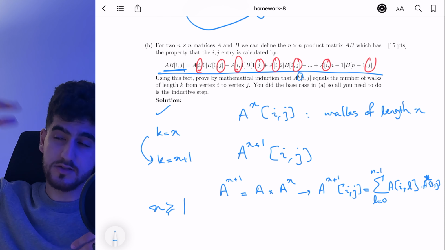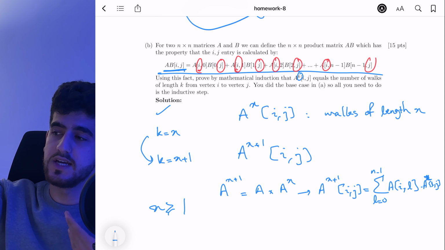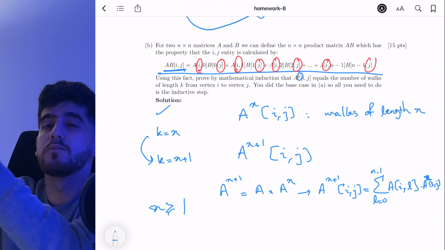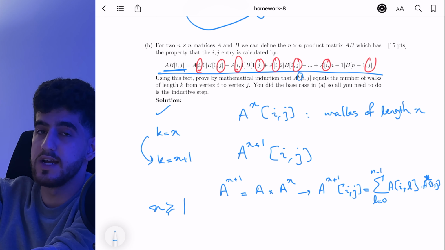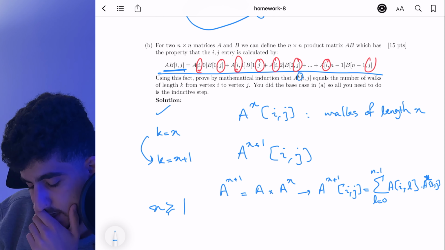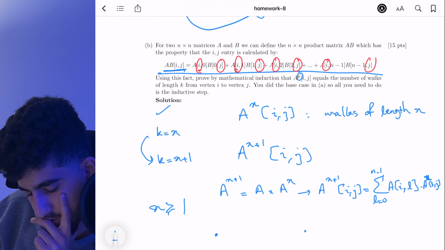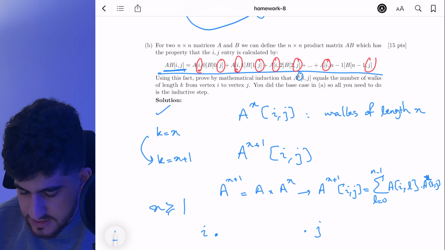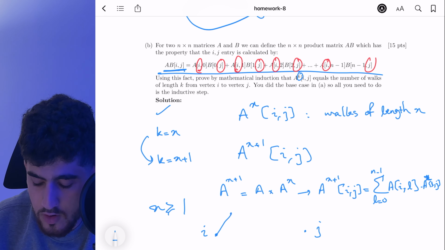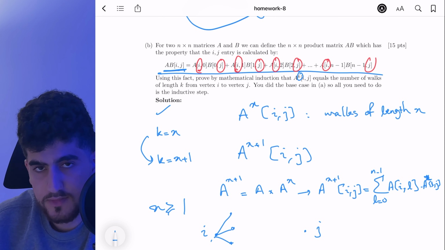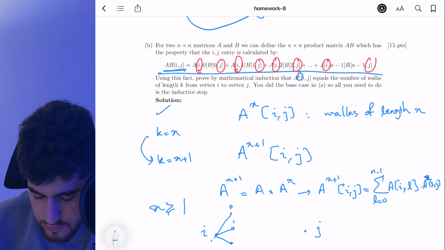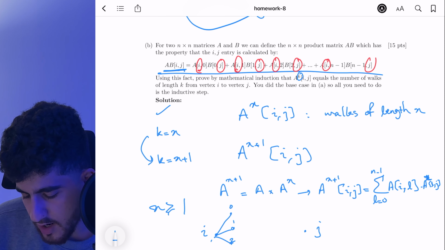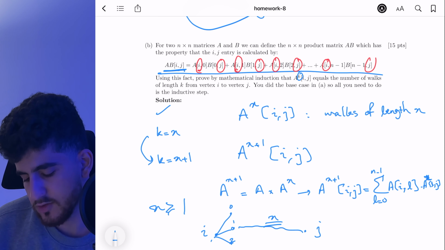If I'm going to go from here to there with x plus 1 steps, it's like first I do my first step, and then from there I will have x additional steps. So that's the whole idea. I want to count the number of walks, for example, with length x plus 1 from i to j. What I can say is that, okay, where do we go with the first edge? For example, either I go to vertex 0, or vertex 1, or vertex 2. I go to some vertex, and then from there I will have x additional steps to reach j.